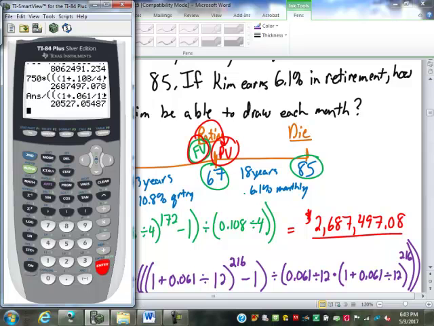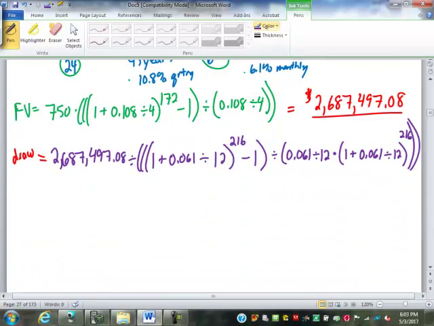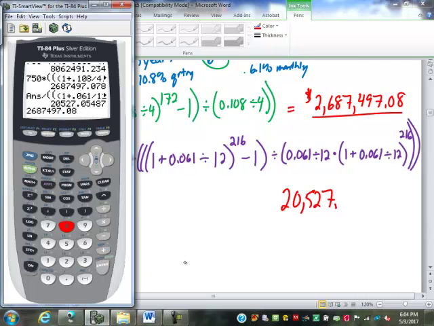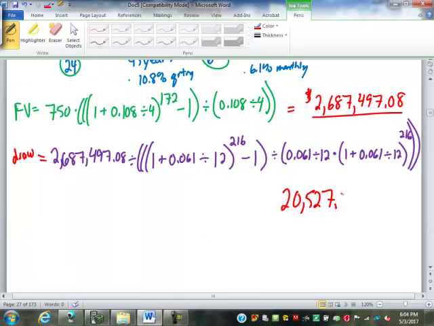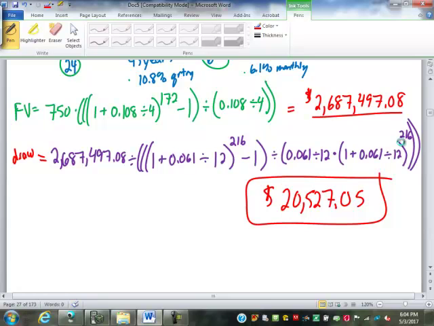Well, I did something wrong. Maybe. Try that again. $527, I think that's right. $20,000, and yeah, that's what I'm getting. Yeah, no, 05. So they can draw $20,000 a month. That's ridiculous. Yeah, that is.